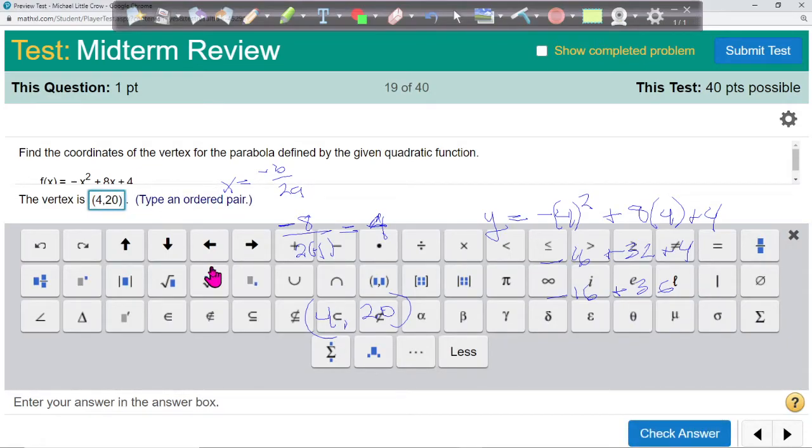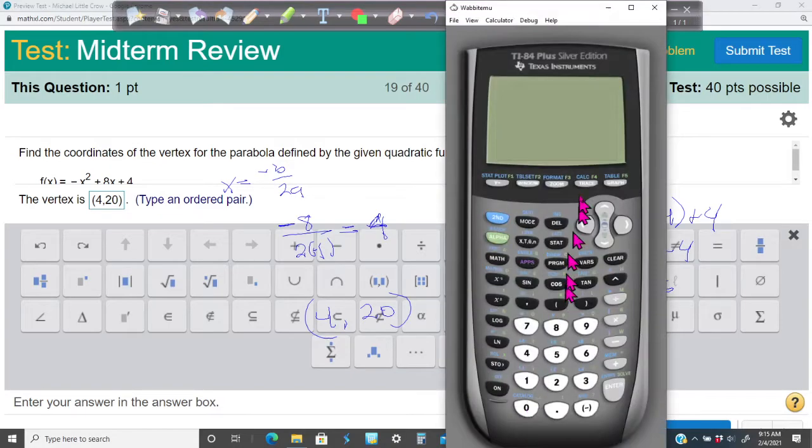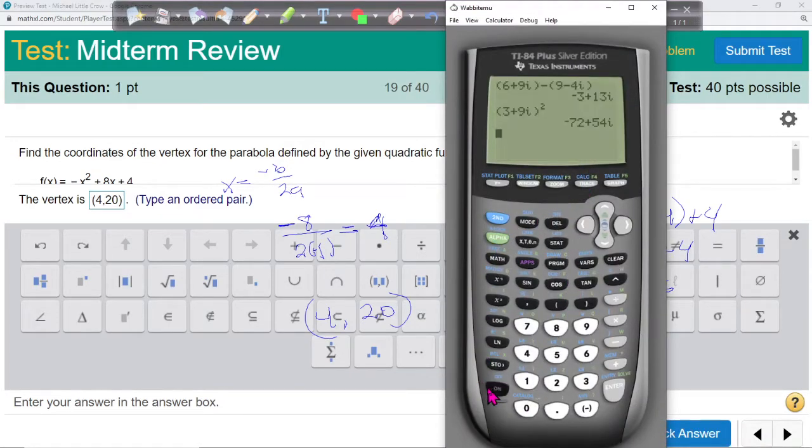And make sure you have your parentheses there because it's got to be an ordered pair. Now, you do have access to your graphing calculator. You can graph it and then find the vertex. So negative x squared plus 8x plus 4. Just graph it.